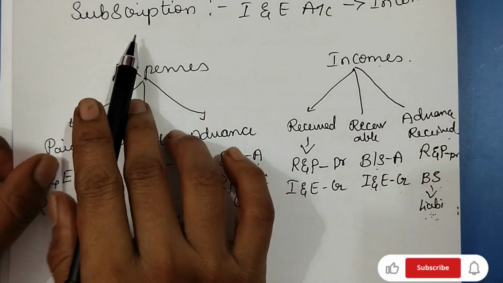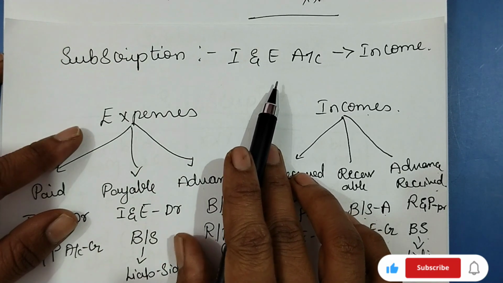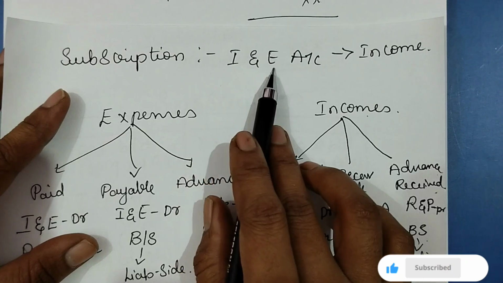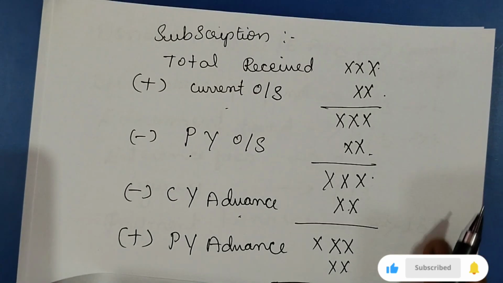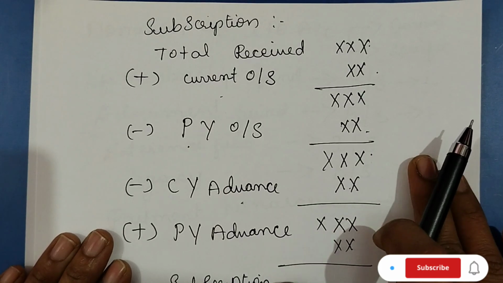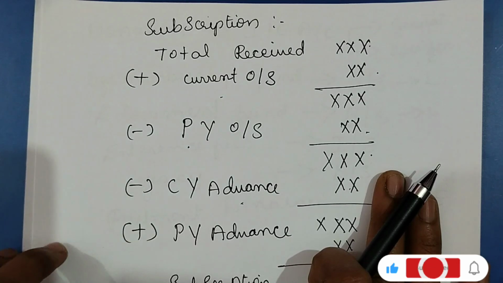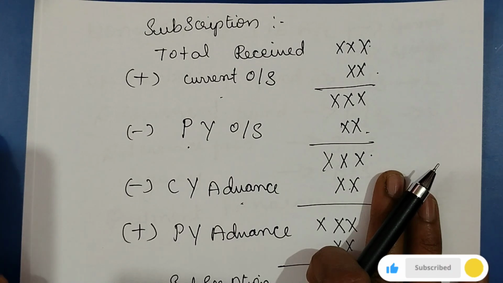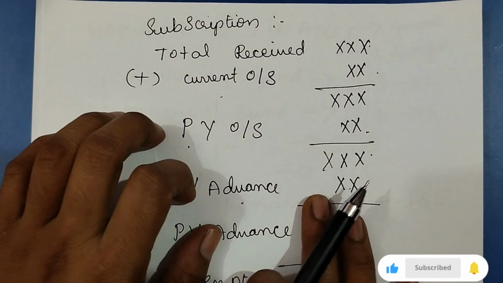Now, subscriptions. Subscriptions are one of the incomes for NPOs, that is, not for profit organizations. Under the income and expenditure account we record them on the income side. Now for subscriptions there will be adjustments, right? How do we calculate the total subscriptions received for the year? Subscriptions are what you take if you have a Lions Club or Rotary Club: if you are a member, you need to pay a subscription. It is an income for the NPOs.